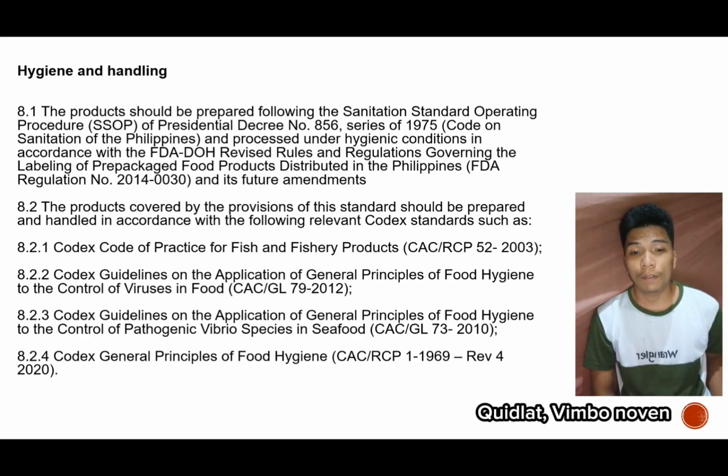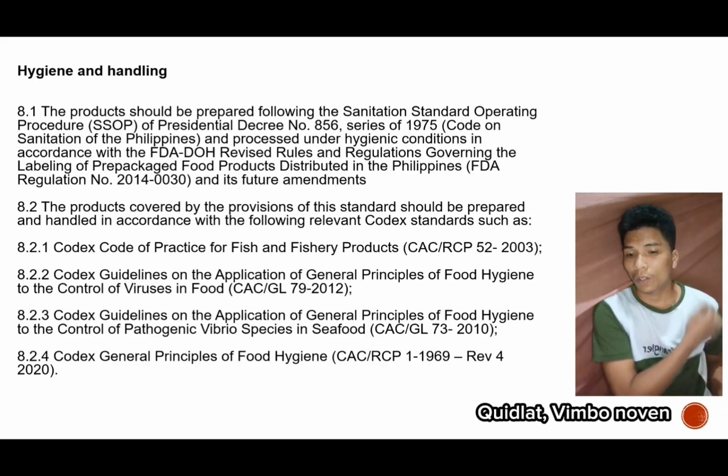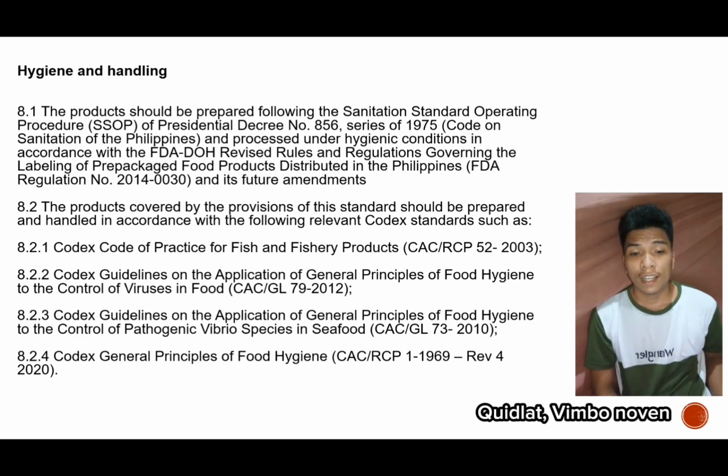The products covered by the provisions of the standard should be prepared and handled in accordance with the following relevant Codex standards, such as Codex Code of Practice for Fish and Fishery Products, Codex Guidelines on the Application of General Principles of Food Hygiene to the Control of Viruses in Food, Codex Guidelines on the Application of General Principles of Food Hygiene to the Control of Pathogenic Vibrio species in Seafood, Codex General Principles of Food Hygiene CAC/RCP 1-1969.